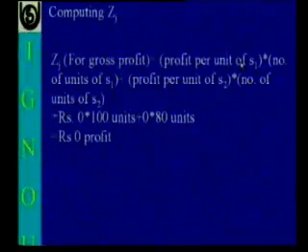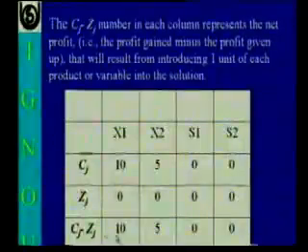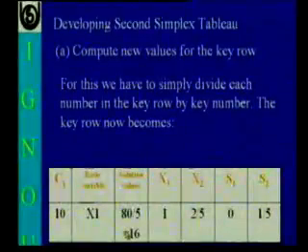Now, how we have calculated the value of Z, I have explained here: for gross profit, the profit per unit of S1 into number of units of S1 plus profit per unit of S2 into number of units, that comes to 0. Now this is calculated, and finally these values of CZ, which I have already explained. Now we have converted by dividing to get the new row.